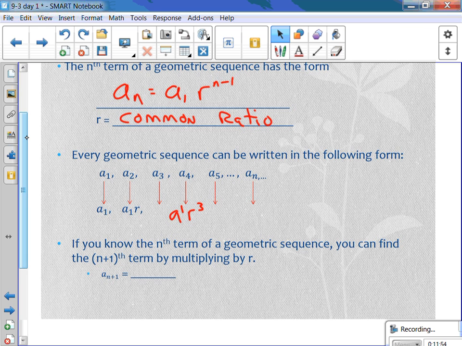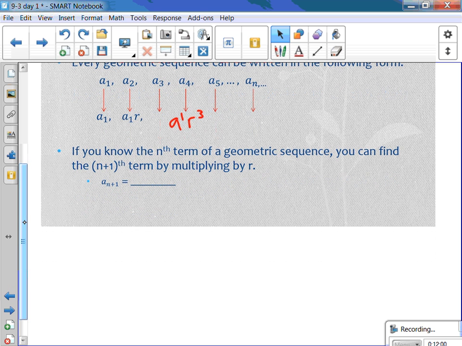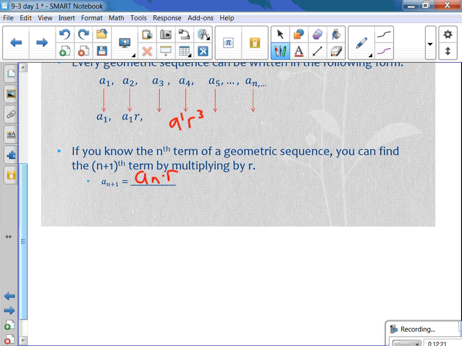So if I already know my nth term, I already know what a sub n is, how do I find a sub n plus 1? Add. What do I do to an? Multiply by r. Again, for each, I know what the nth term is. To get that very next term, all we're doing is multiplying by r. Right? If I know the 20th term and I want to find the 21st term, I just go times r. Right? That's what we did in the previous, as far as finding the first 5 terms. We just kept on multiplying by r.